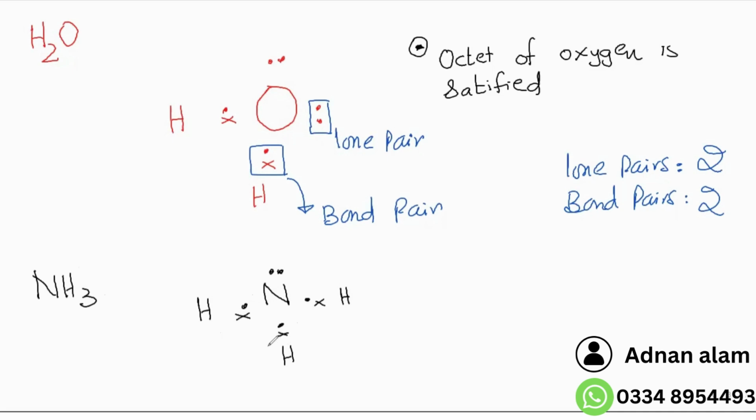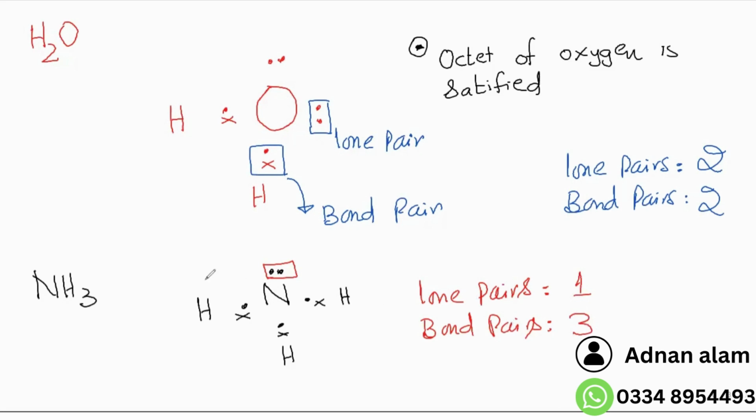Now tell me, how many lone pairs and how many bond pairs are present in ammonia? 1 lone pair, 3 bond pairs, sir. Lone pair is 1. This pair is the lone pair, and the other 3 pairs are bond pairs. 3 bond pairs and 1 lone pair.